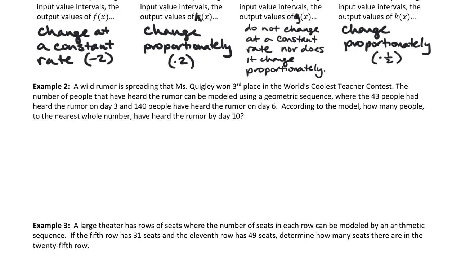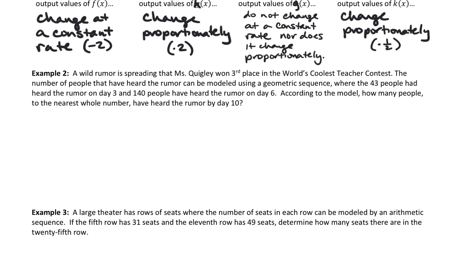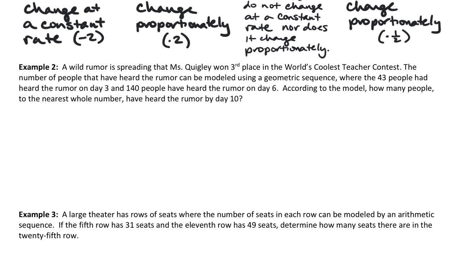Example 2 is going to tie in our sequences with our functions. It says, a wild rumor is spreading that Miss Quigley won 3rd place in the world's coolest teacher contest. What? The number of people that have heard the rumor can be modeled using a geometric sequence. We need that information, geometric sequence, where 43 people had heard the rumor on day 3 and 140 people have heard the rumor on day 6. According to the model, how many people, to the nearest whole number, have heard this awesome rumor by day 10?